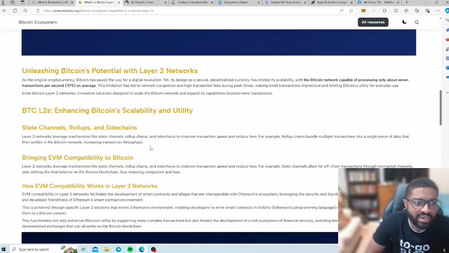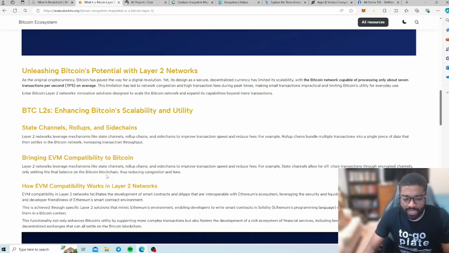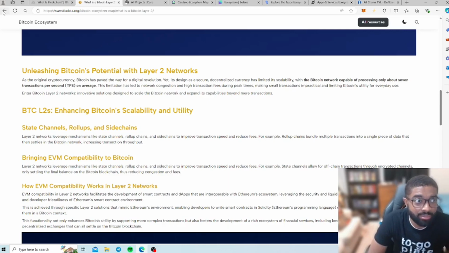Enhancing the scalability, you have state channels and rollups, sidechains. Layer 2 networks leverage mechanisms like state channels, rollups and sidechains to improve transaction fees. For example, rollup chains bundle multiple transactions into one single piece of data. So you could add building on top of a specific chain. I know Bitcoin was always sold as a store of value, but now you see different things being built on top of Bitcoin, whether it's different protocols, BRC20s, runes.